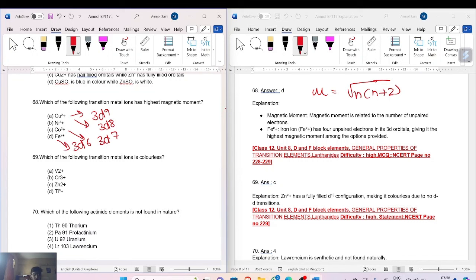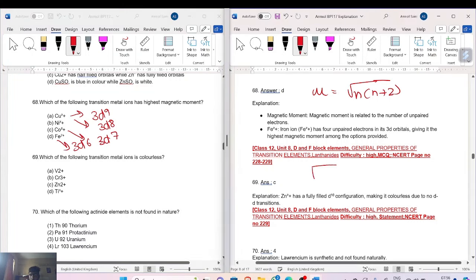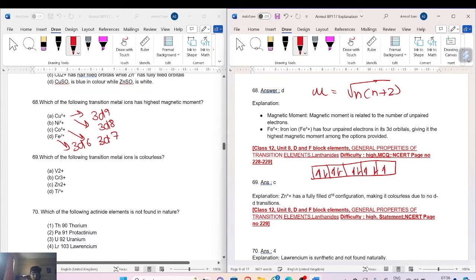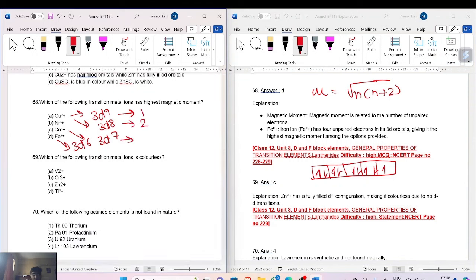So let me show for 3d9: 1, 2, 3, 4, 5, 6, 7, 8, 9. Here the number of unpaired electrons is 1. For 3d8, the number of unpaired electrons will be 2. For 3d7, it will be 3. And similarly for 3d6, it will be 4. So Fe2+ will have the higher magnetic moment because it has the highest number of unpaired electrons. So the correct option will be D.